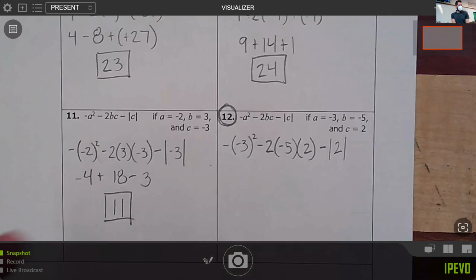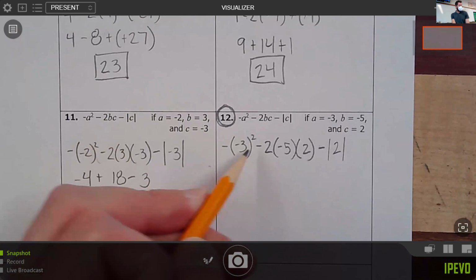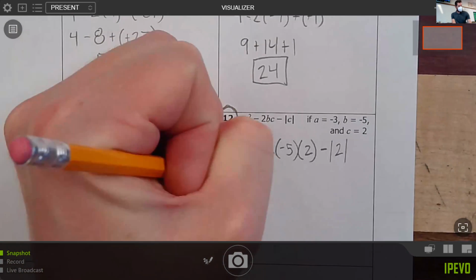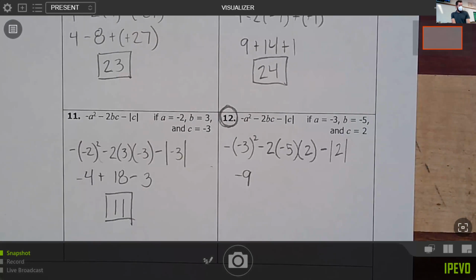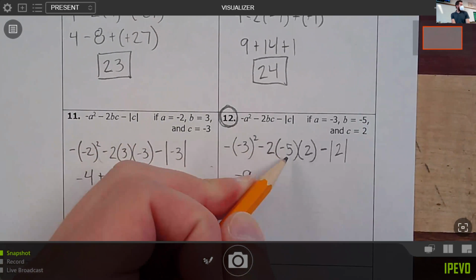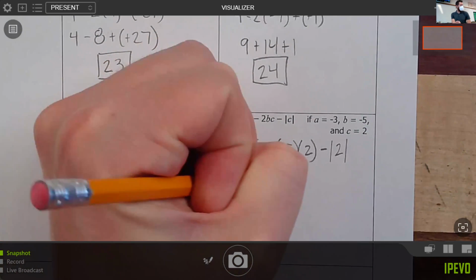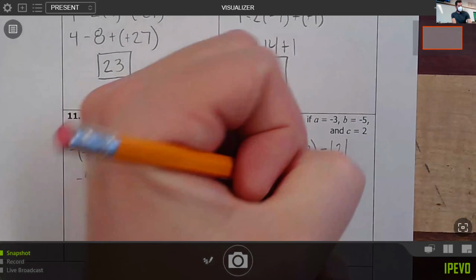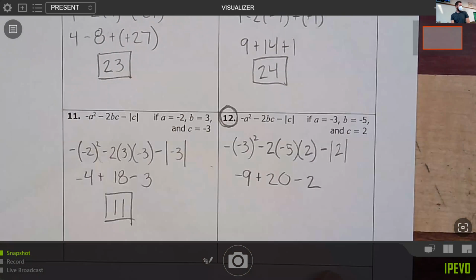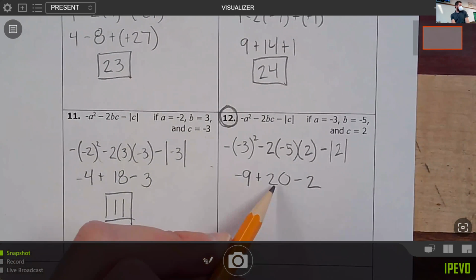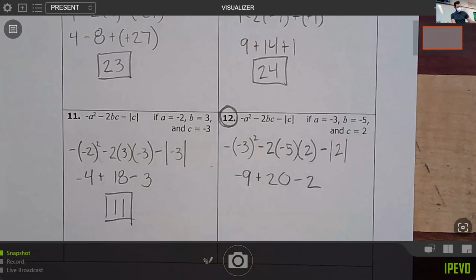All right, negative 3 times negative 3 is 9, but the negative is still on the outside, so this is negative 9. Negative 2 times negative 5 is 10. 10 times 2 is 20, so that's a positive 20. The absolute value of 2 is 2, but the minus is still there, so we get negative 9 plus 20 minus 2. Negative 9 plus 20 is 11, and 11 minus 2 is 9.